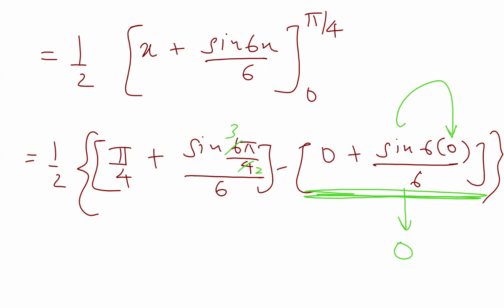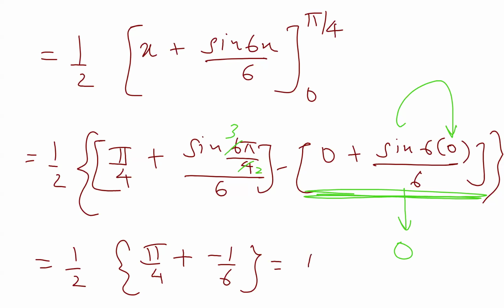Sine 3 pi by 2 is sine 270. Sine 270 is minus 1. You can verify this using a calculator. Now multiply that half inside: pi by 8 minus 1 by 12.